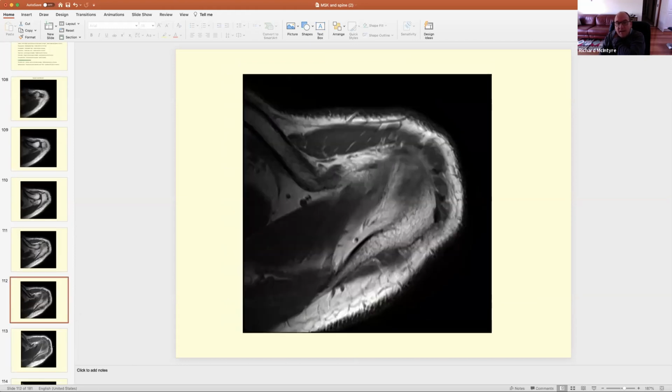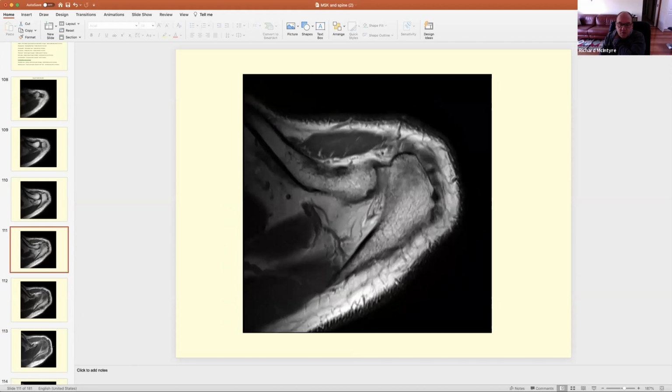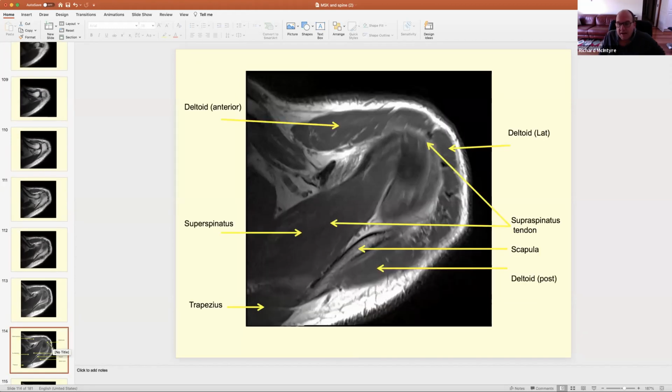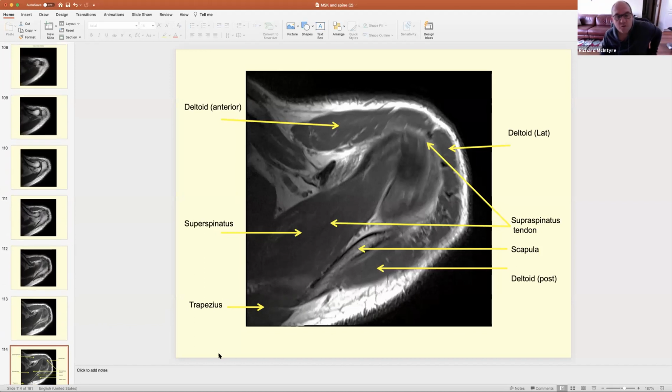So we're looking at an axial image of the shoulder. We're coming from superior to inferior, of course. Okay, and now we've got the supraspinatus muscle, okay, and then that comes along, and as we go further down the axial image, we'll get into the tendon. Okay, so we'll get the supraspinatus tendon.